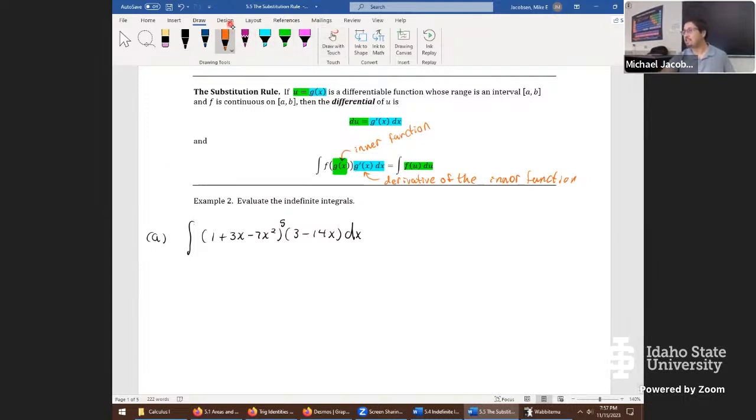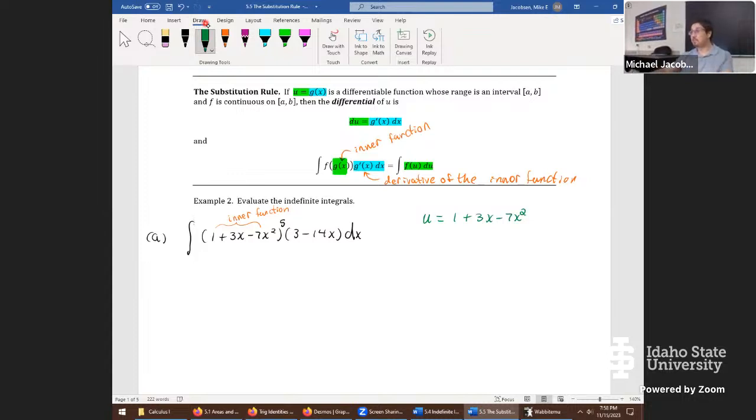So instead of doing all that, we're looking for an inner function. Anyone spot an inner function in all of this stuff here? Exactly, it's inner to the power 5 function. So I would think of this as the inner function, and let's let that be our u. Set u equals 1 + 3x - 7x². So that's our start on this one.